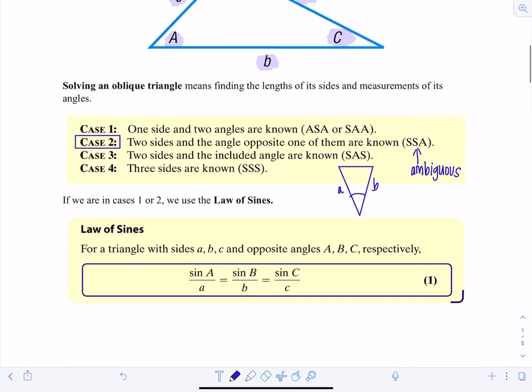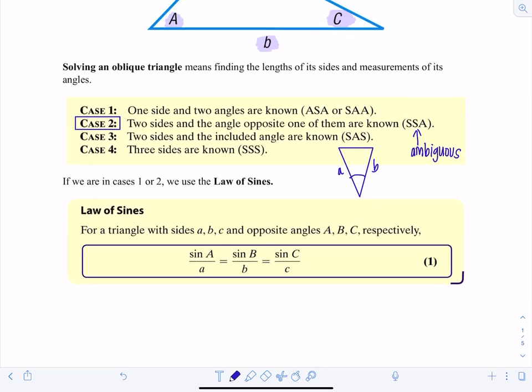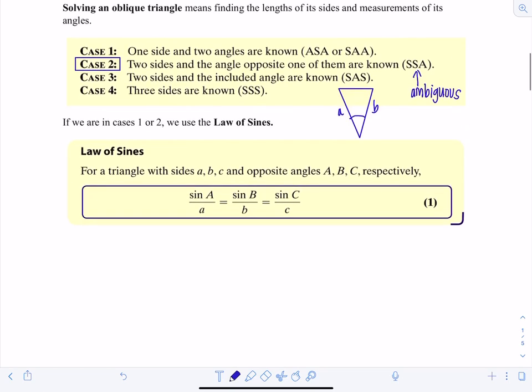So for a triangle with sides a, b, c, and opposite angles A, B, C respectively, the following holds. Sine of A over the side A, lowercase a, is equal to sine of B over b, which is equal to sine of C over c. So basically the ratio of sine of the angle over its opposite side is consistent throughout the triangle. And since these ratios are all equal to each other, their reciprocals will also be equal. So also you could set it up as a over sine A equals b over sine B, it doesn't matter, equals c over sine C.